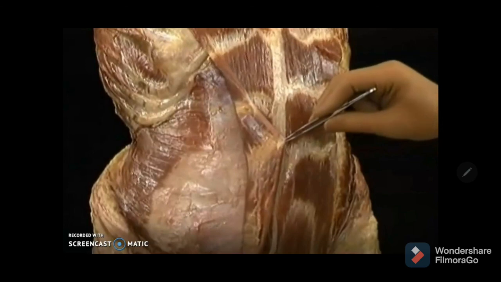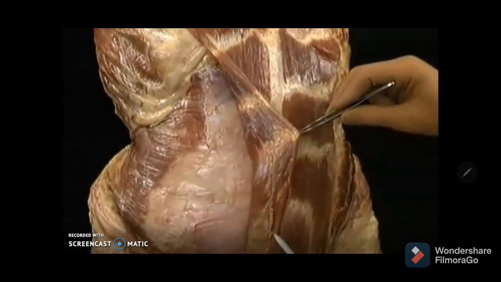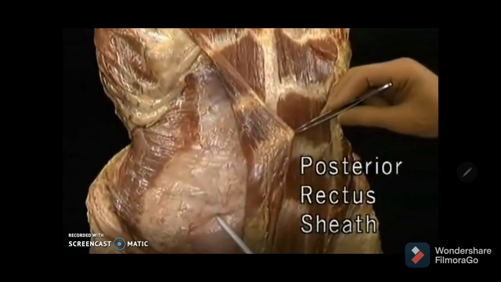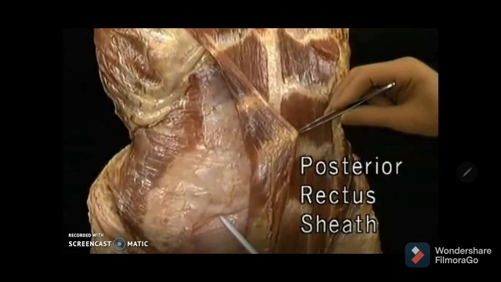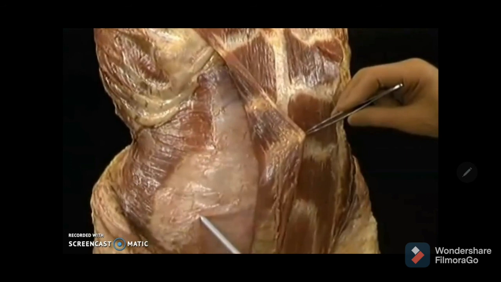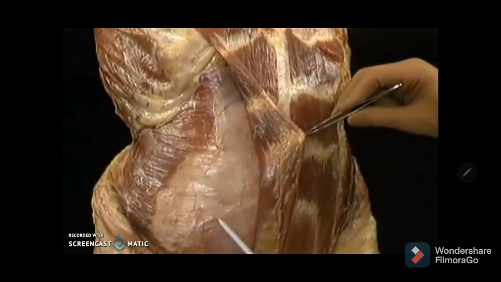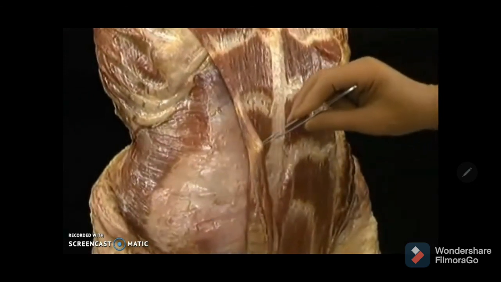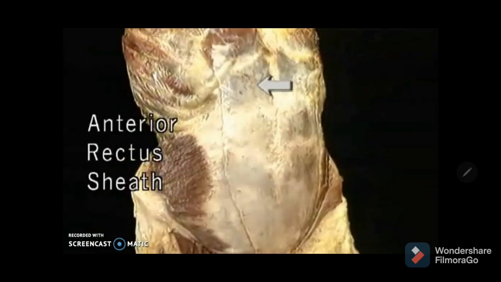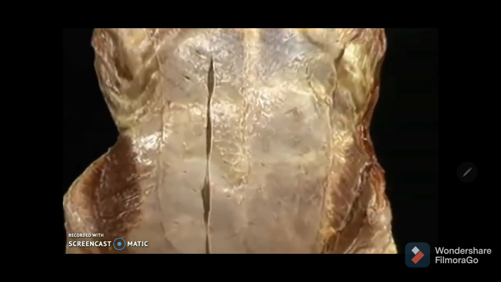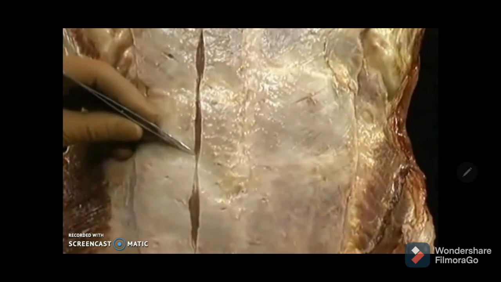And when you retract, you can see the posterior layer of the rectus sheath formed by the posterior layer of the internal oblique aponeurosis and transverse abdominis till the arcuate line. That is the arcuate line. You can see there the reflection, arcuate line there. That reflection is arcuate line, where the transverse abdominis becomes anterior to the rectus sheath. That is the anterior rectus sheath formed by the external oblique aponeurosis and anterior layer of internal oblique.